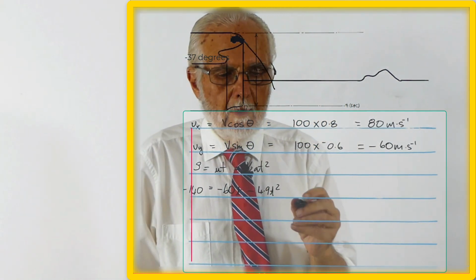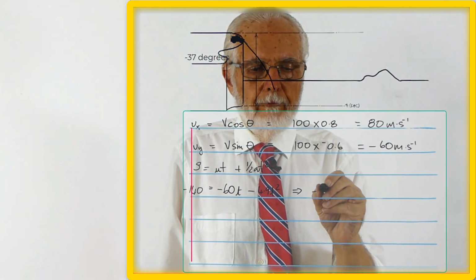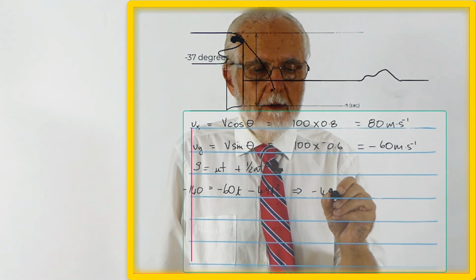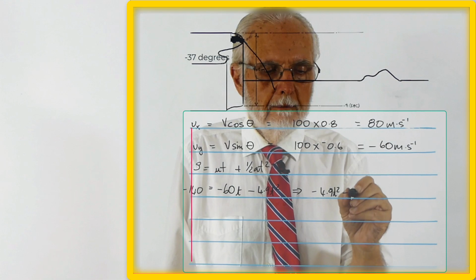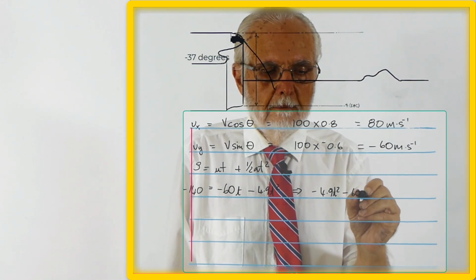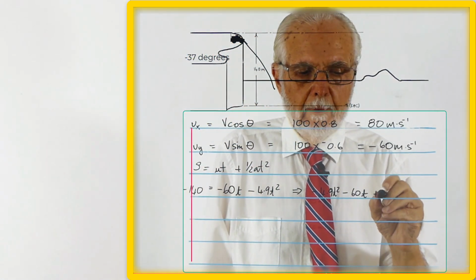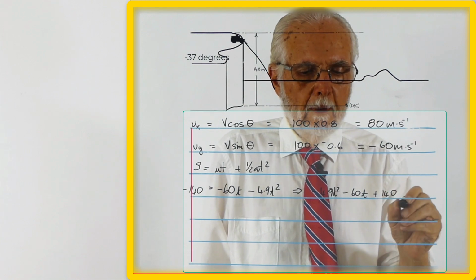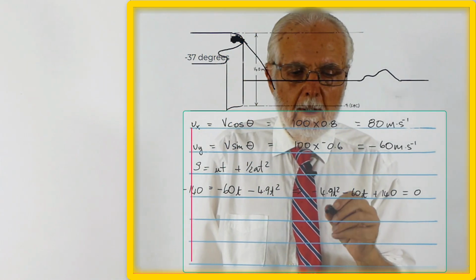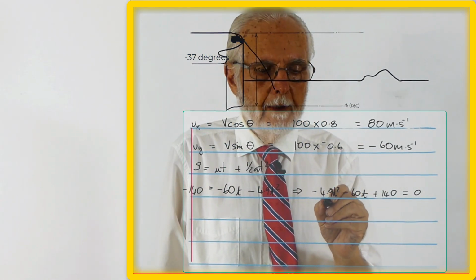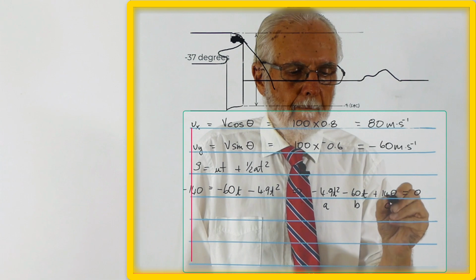So if we equate that to 0, we get negative 4.9 t squared, negative 60t, positive 140, as we transpose it, is equal to 0. Once again we have our quadratic coefficients. So A is negative 4.9, B is negative 60, and C is positive 140.